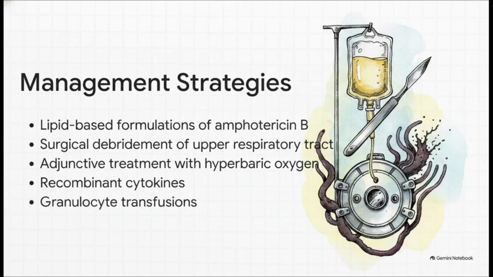But remember the pathogenesis we talked about earlier. Medicine alone cannot reach a fungus that is hiding inside heavily necrotic, dead tissue that is completely devoid of a blood supply. The drug just can't get there. Therefore, extensive and often severely disfiguring surgical debridement of the upper respiratory tract, the sinuses, and the maxilla is frequently required. You have to physically cut out the dead, infarcted tissue to remove the fungal burden along with it. In some select critical patients, we also utilize adjunctive treatments, things like hyperbaric oxygen to promote wound healing, alongside recombinant cytokines or granulocyte transfusions, to try and temporarily boost the patient's severely failed immune system.